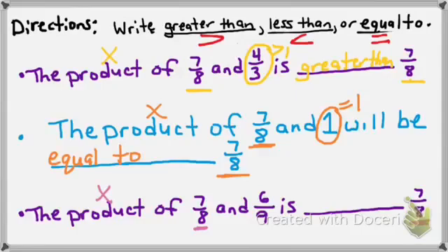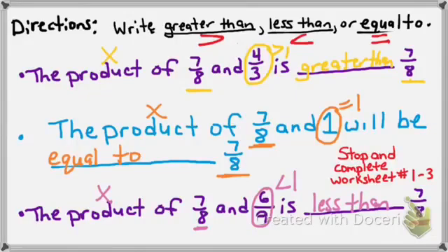Product means multiplication, so I'll be multiplying my given number of 7/8 times 6/9. Is 6/9 greater than 1, less than 1, or equal to 1? Well, my numerator is less than my denominator, therefore 6/9 is less than 1. So a given number times a number less than 1 will give me an answer that is less than my given number. Please stop the video and complete worksheet numbers 1 through 3 right now.